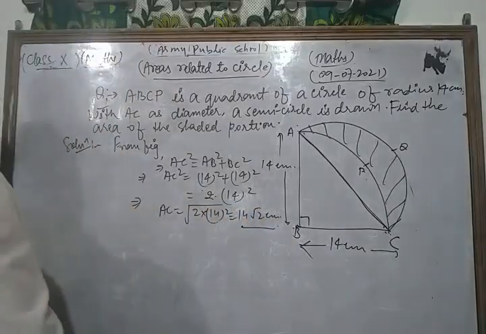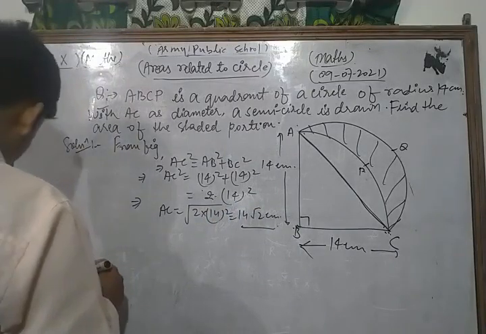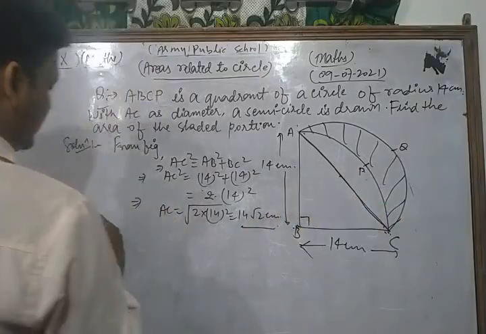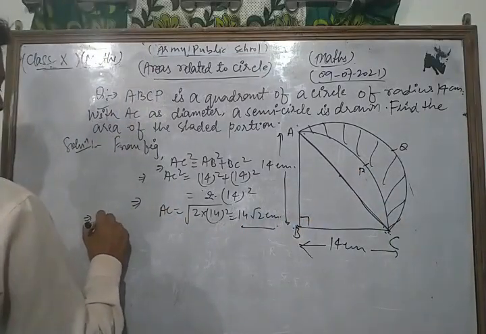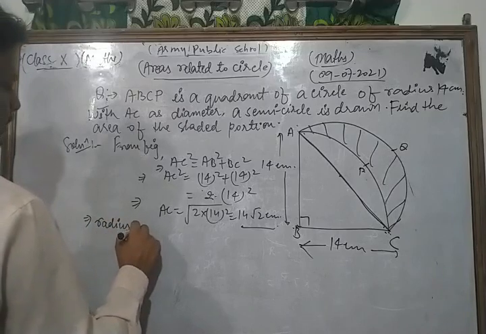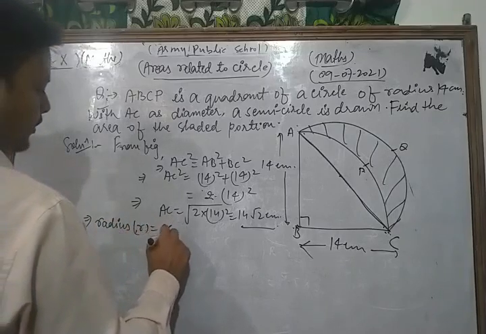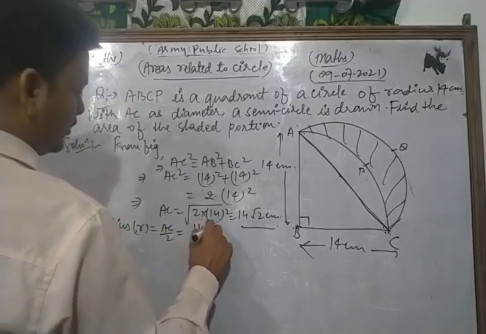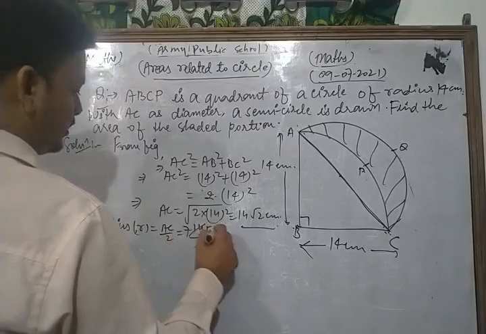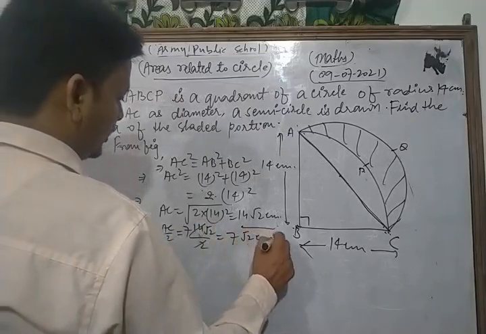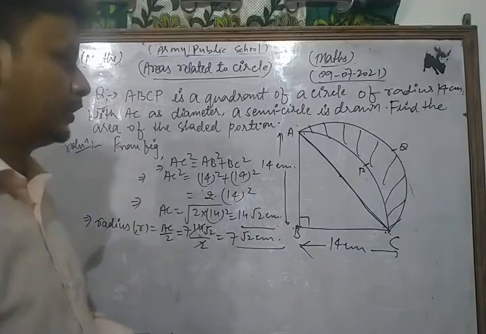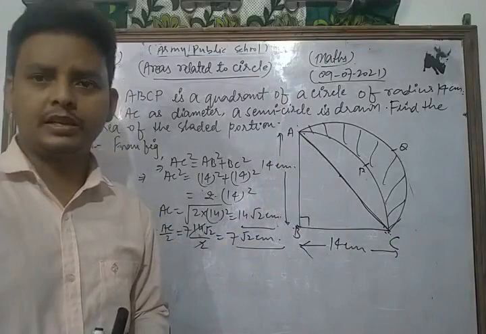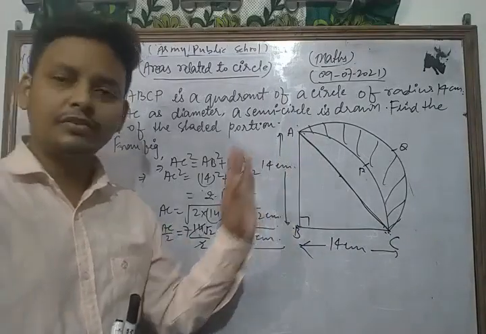This is the diameter. Thus half of AC is the radius of that circle. Thus radius R is equal to half of AC, so 14 under root 2 upon 2, 7 twos are 14, so 7 under root 2 centimeter. This is the radius of the circle with AC as a diameter. Now clear? This is a very important question.